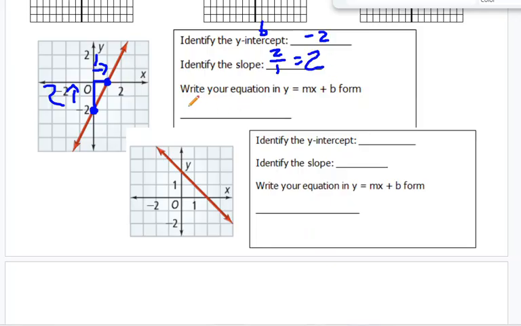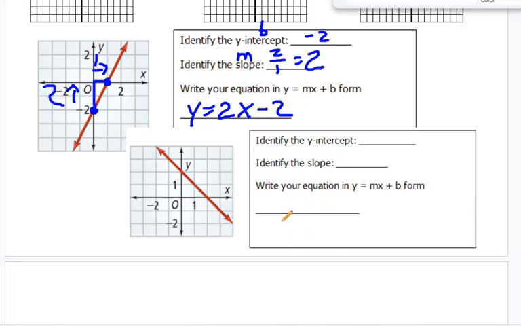So what's my equation? My equation is always going to be y equals, but instead of m, I'm going to write my slope, because slope is m in my equation. So it'd be 2x, and then my b is negative 2, so I write minus 2. And that's the equation for this line over here.